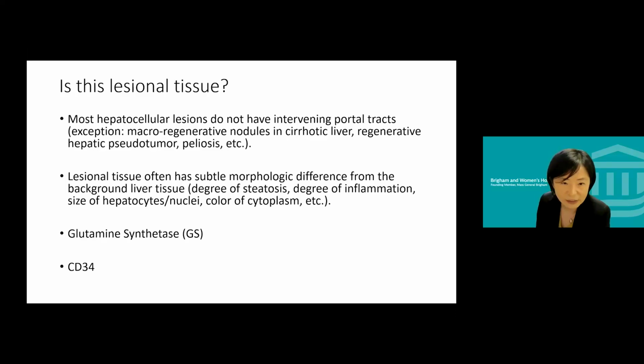And then the lesional tissue often has very subtle morphologic differences from the true normal background liver. It could be the degree of steatosis, degree of inflammation, size of the nuclei, size of the cell, the staining quality of the cytoplasm. And then you can use glutamine synthetase to try to identify any normal background liver. And I also found CD34 to be very useful in this specific context, and I'll show you why.